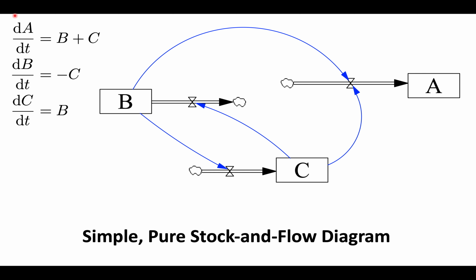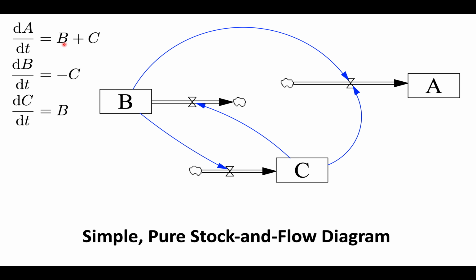Well, whenever you see a dA dt, dB dt, or dC dt, the things that are next to the d in the numerator here are your state variables. They are the stocks. So since I have a dA dt, I need an A stock. Since I have a dB dt, I need a B stock. And since I have a dC dt, I need a C stock.